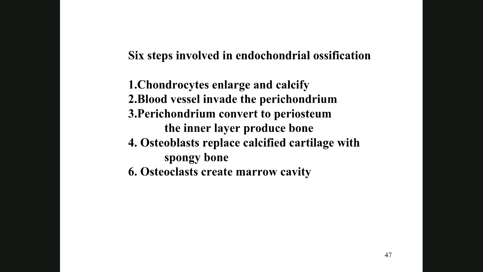You get the blood vessels invading into the perichondrium, which is different from periosteum, right? The perichondrium surrounds the cartilage, right? The root word chondrium means cartilage. And that perichondrium is converted to periosteum, which is bone. And then the osteoblasts replace calcified cartilage with spongy bone. And then the last thing is osteoclasts restructure the bone, bore it out.